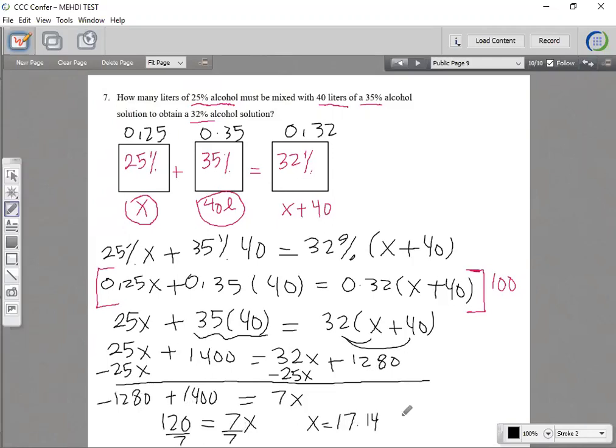17.14. The unit would be what, liter? So we need to use 17.14 liter of 25%. And that's exactly what they're asking you to do. It says, how many liters of 25% alcohol? This is our final answer. We already found it. 17.14 liter of 25% we need to use in order to obtain 32%.